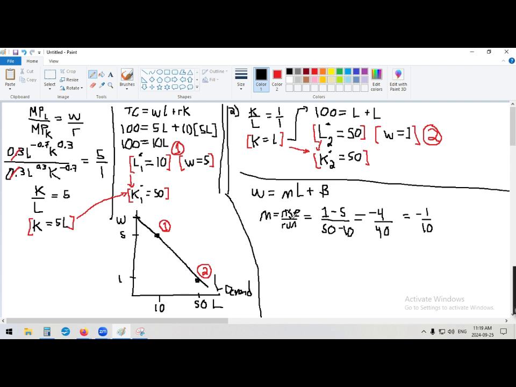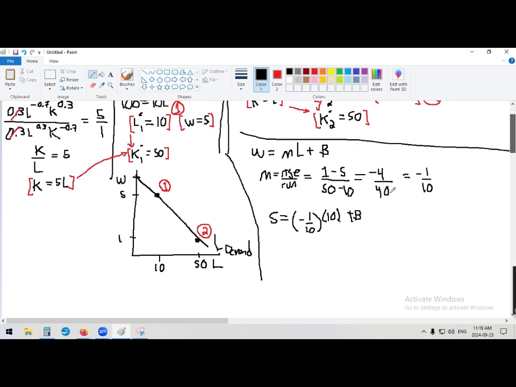So this is going to be minus 1 over 10 as the slope. And then to figure out the intercept here, we can just use either point, doesn't matter. Let's use the first point here. We say, okay, W is 5. We know our slope is negative 1 over 10. The L here is 10. And then plus B. So we see, okay, the 10s will cancel. So you just have minus 1, so move that over, and we get 6 is B. That's going to be this point up here.